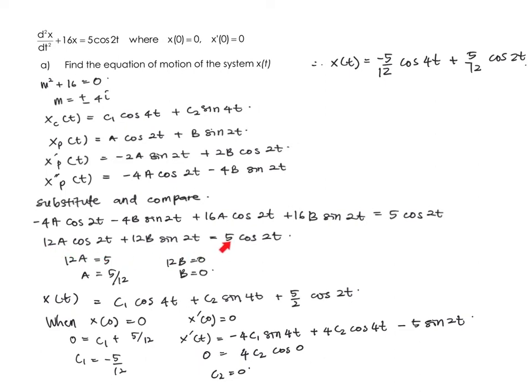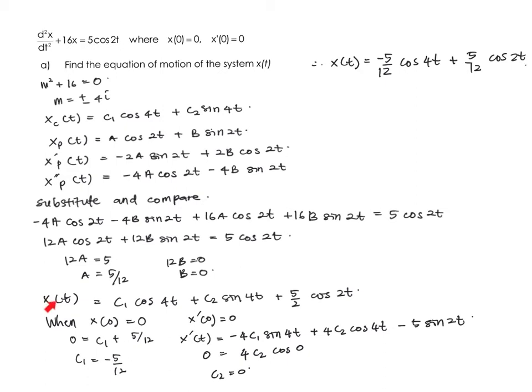Okay, so compare: 12a equal to 5, then a equal to 5 over 12. 12b equal to 0, why 0? Because no sin 2t on this side. So b equal to 0. Okay, then substitute a and b into xp, then we get the equation for xp.